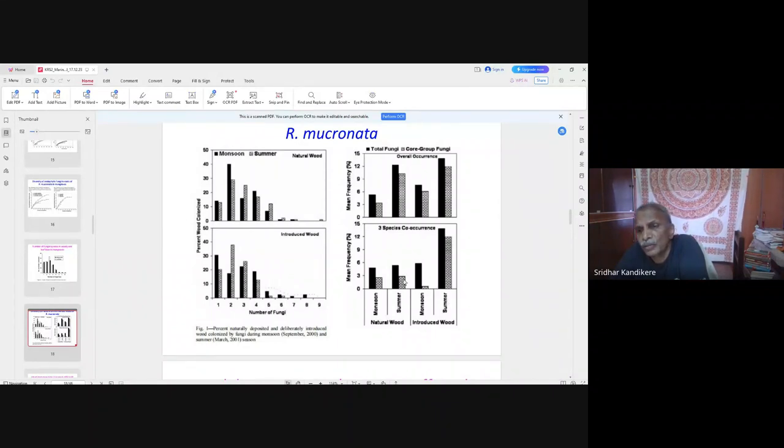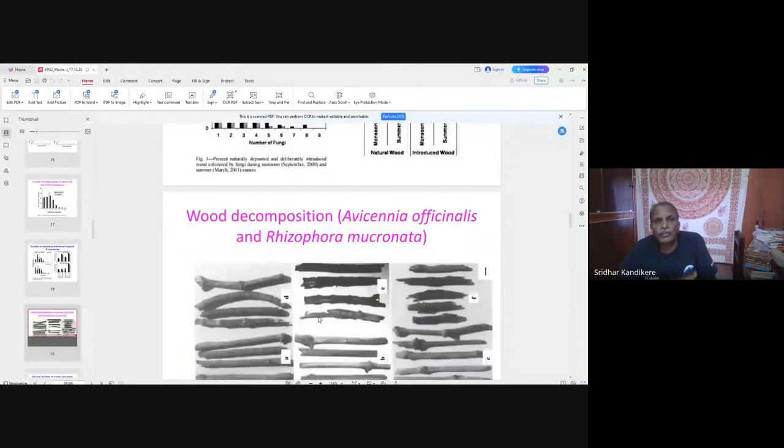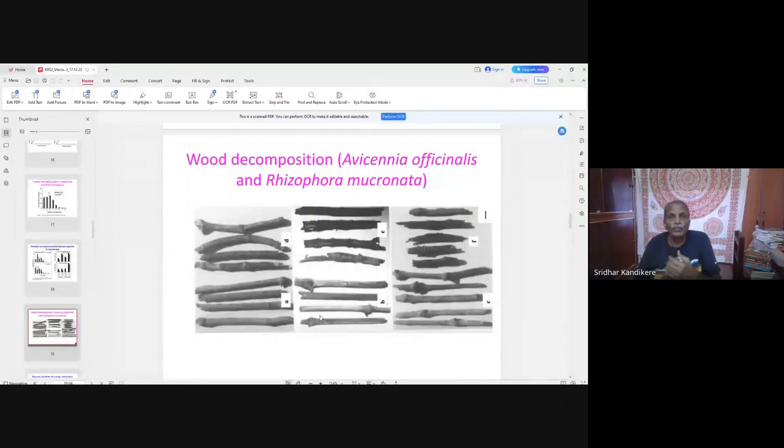More or less they are showing a little bit higher in the first year. In the second year it is slightly different, and summer is more pronounced. So my question is, this type of 2, 3 species, 8 species, 9 species occurring on the same wood material, there will definitely be some competition, and we have to test them more meticulously to understand their ecological features. Let us pass on to the next study, that is wood decomposition. Decomposition study in India is very limited, not much.